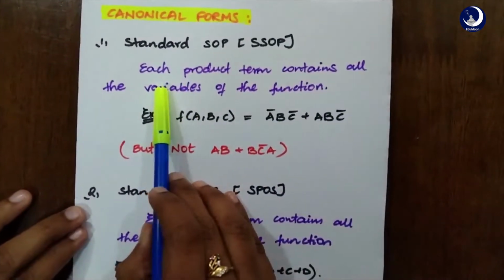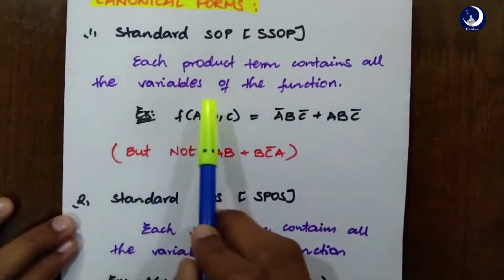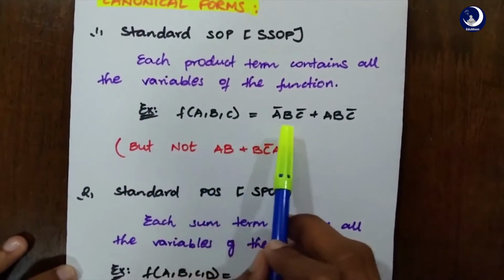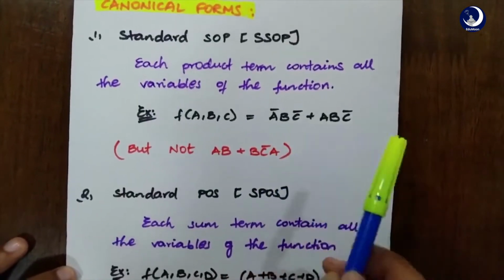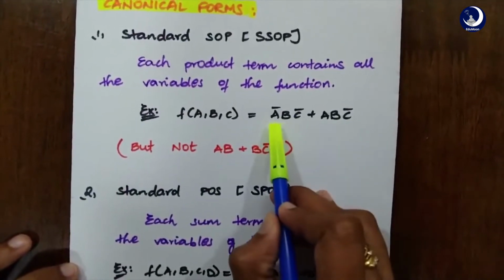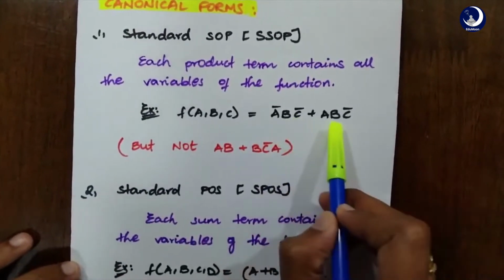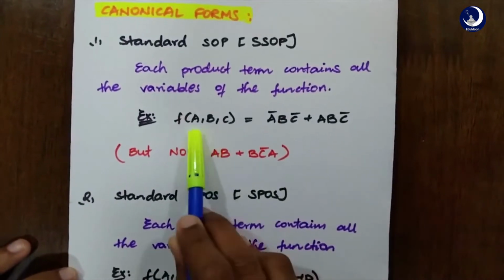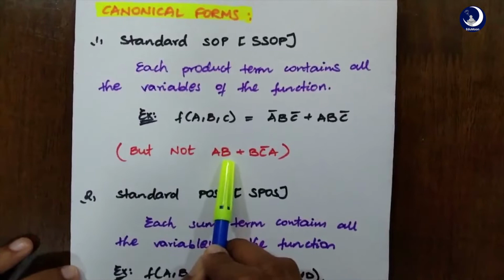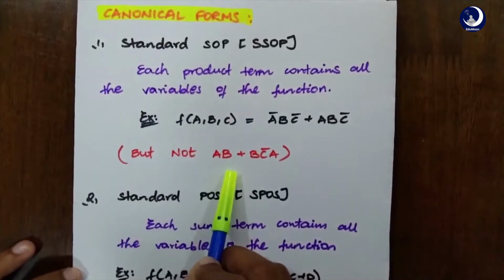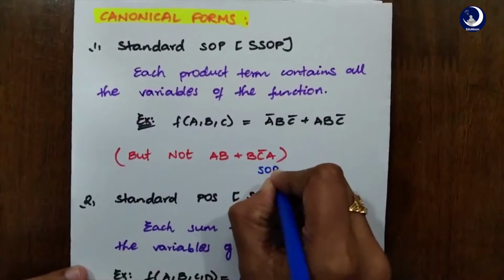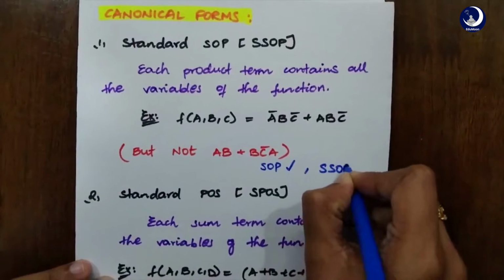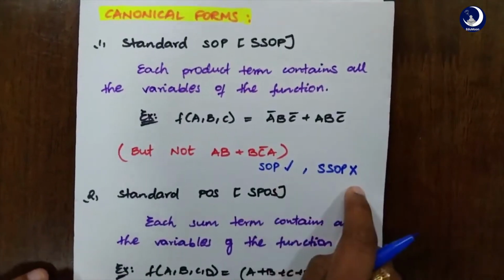As the definition says, each product term contains all the variables of the function. See, for example, f of A, B, C equals A bar B C bar plus A B C bar. Now in this, each and every term has all the variables. This term has A, B, C variables and this term also has A, B, C variables. But this is not a standard SOP because for a given function, in this term, C is missing, right? So this cannot be a standard SOP form. This can be an SOP form, just a sum of product terms, but not a standard SOP form. Just know the difference between both of them clearly.